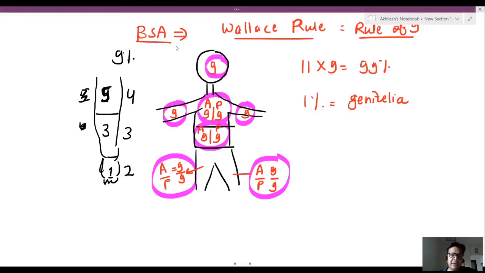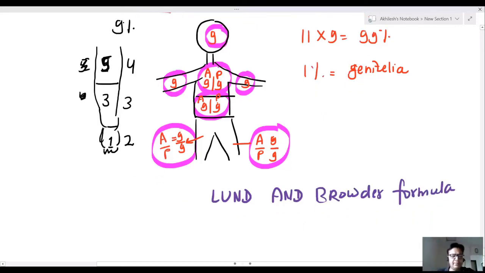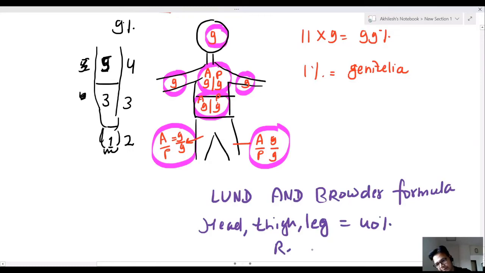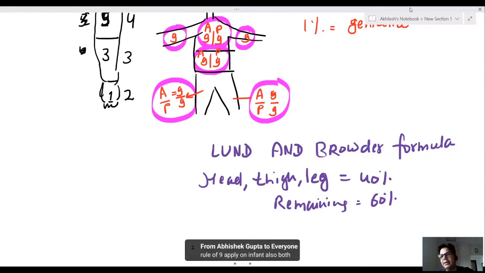Now, sir, there is one more formula which is known as the Lund and Browder formula. What is the Lund and Browder formula? Head, thigh, and leg constitute 40%. All the remaining part is 60%. This is known as the Lund and Browder formula.